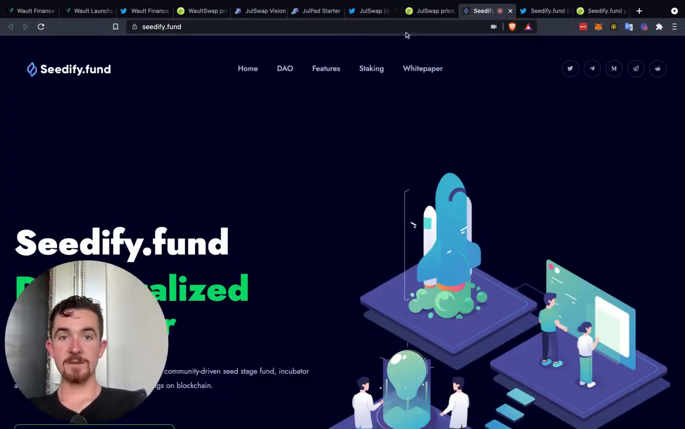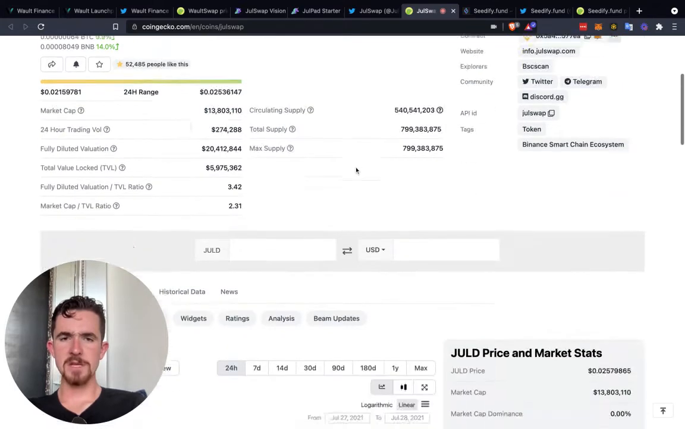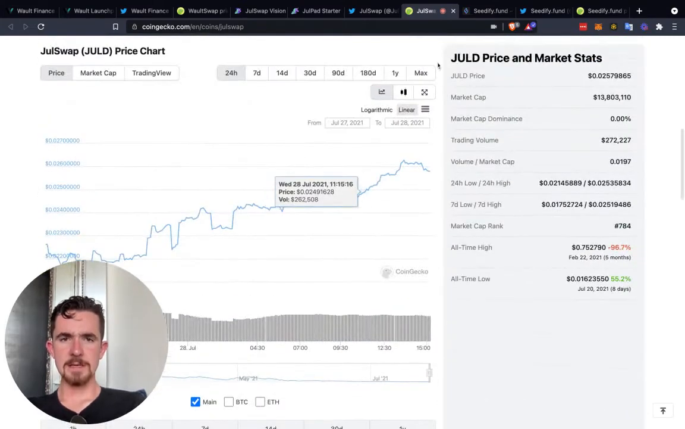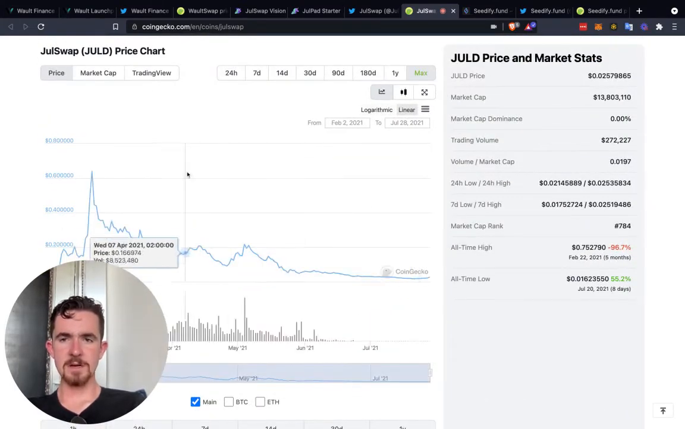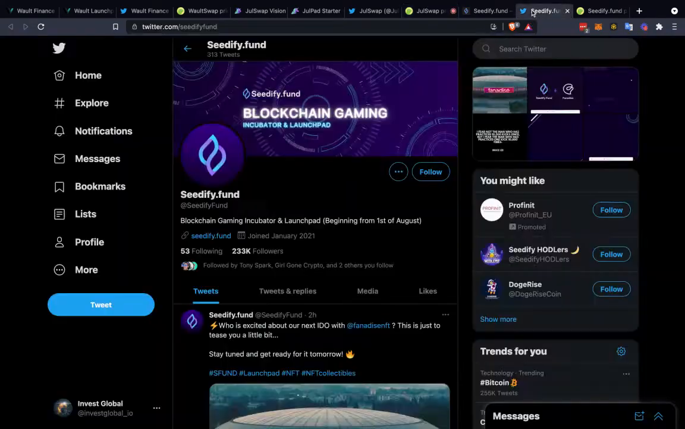Next, Seedify. Also, the JulSwap market cap is $13 million. Besides that, let's see. I mean, this max chart kind of lays it out. We peaked up here around, what was it, 50 cents? 60 cents, just above 60 cents, and it's been on a steady decline since then to 2 cents.